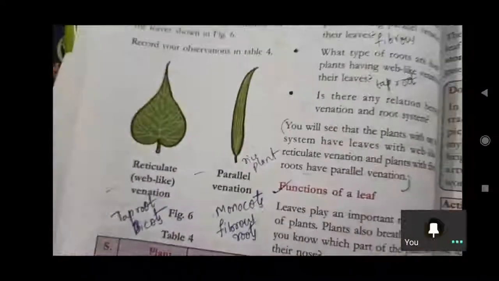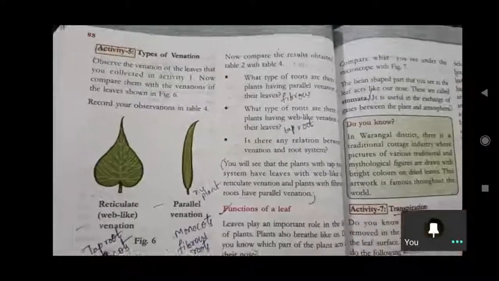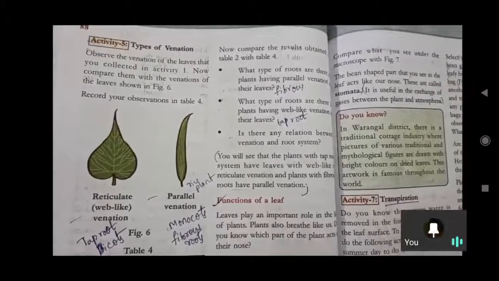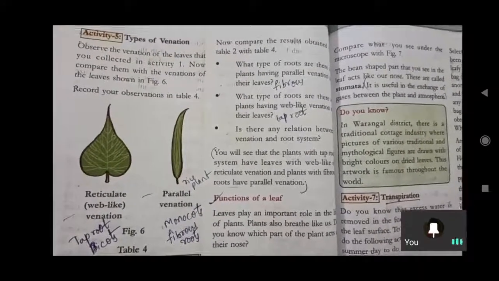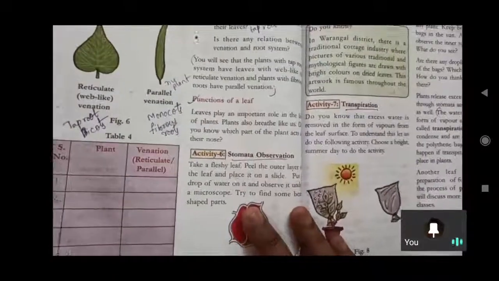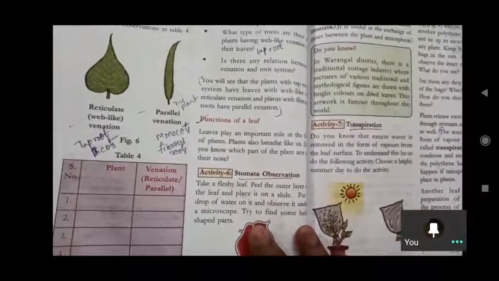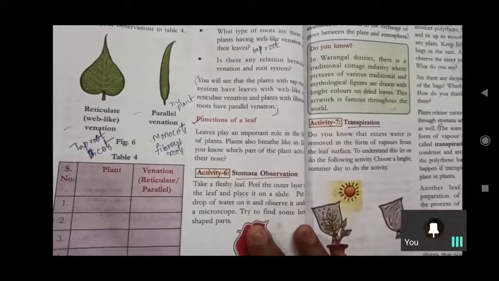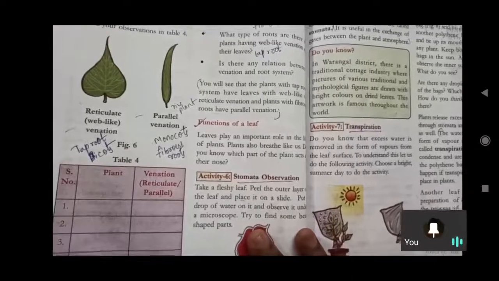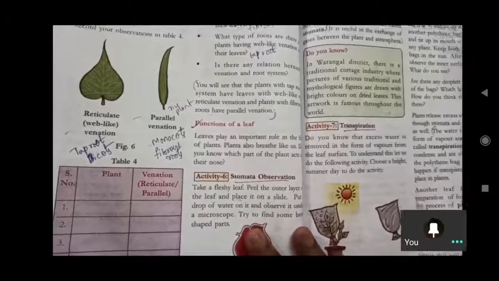And what are the functions of the leaf? Now we have discussed the parts of the leaf and the types of venation. Structure we have finished. And what are the functions of the leaf? So the leaf contains stomata, which allow gases inside, carbon dioxide taken inside and oxygen released outside. Yes, plants take carbon dioxide in and give oxygen out.